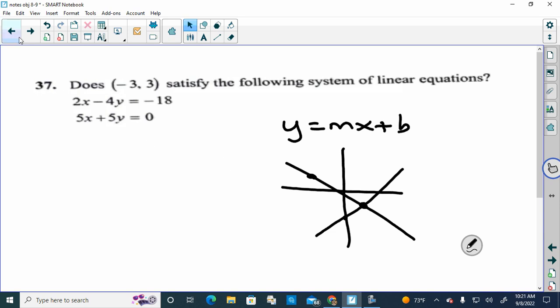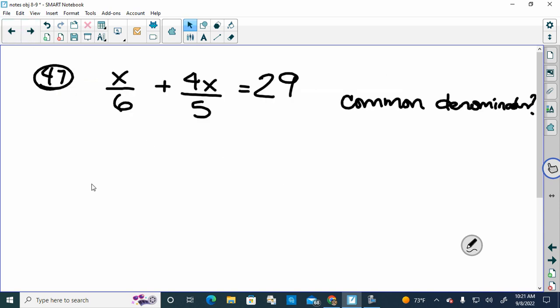Okay, almost done. One more after this. I'm glad you brought that up because I wrote that down to remind you guys of lines.